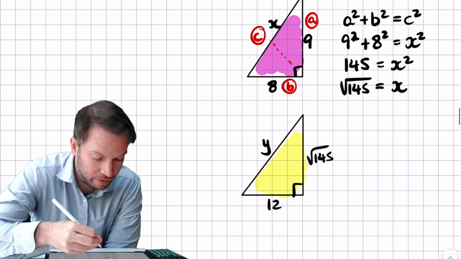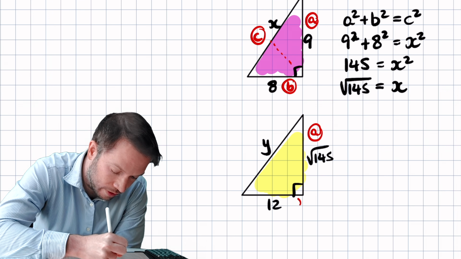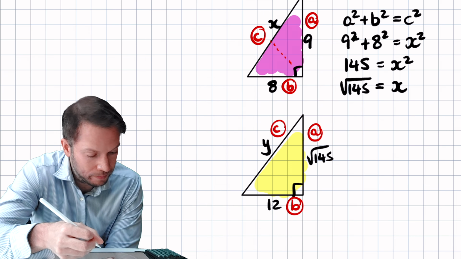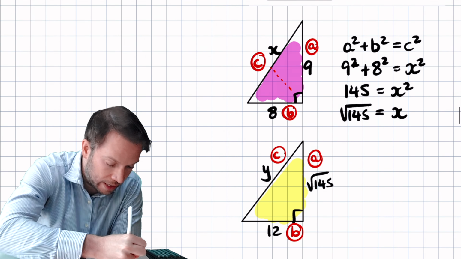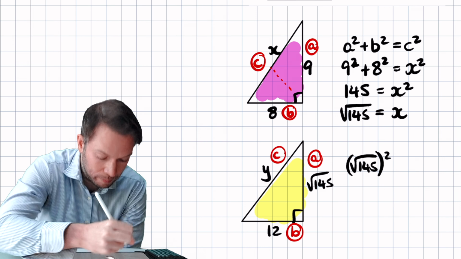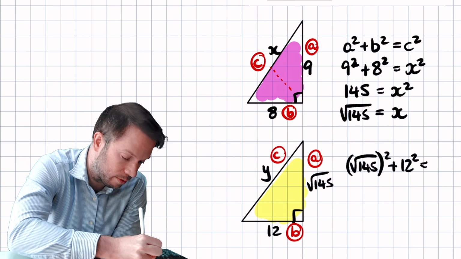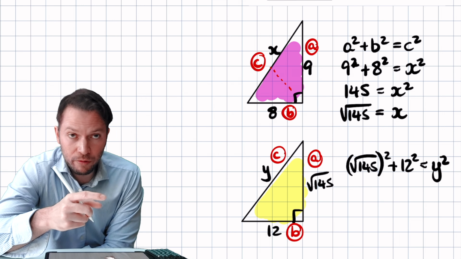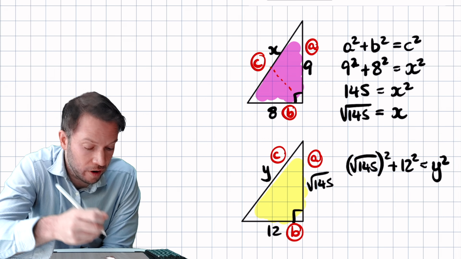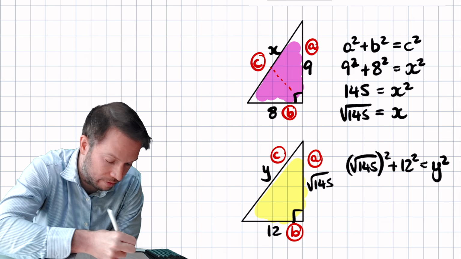Again, let's use Pythagoras theorem. The two shorter sides are A and B. The longest side, the hypotenuse, is C. Substitute into Pythagoras theorem. So A squared, so root 145 squared, plus B squared, so 12 squared, equals hypotenuse squared, so Y squared. Now, the reason I left the root 145 as root 145 is because when you square it, it just becomes 145. This squared here cancels out the square root, and you're just left with 145.